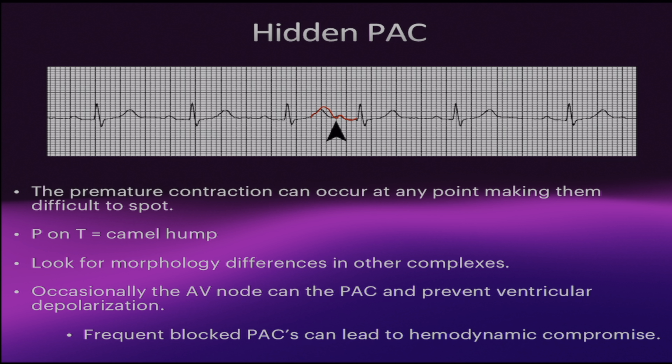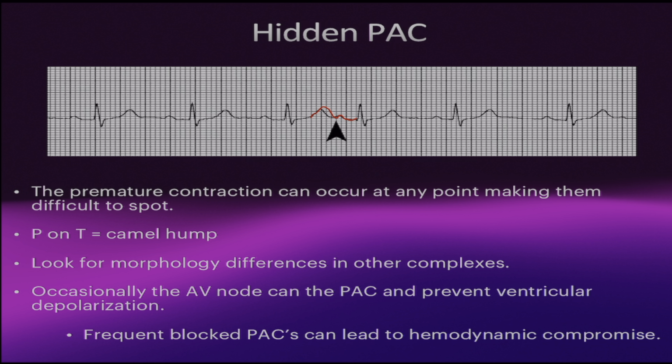In this rhythm above here, you can see pretty clearly that it's a regular rhythm, but it's also irregular. So it's regularly irregular. Anytime we have that type of rhythm, we want to investigate what's causing it to be irregular. Is it a premature contraction, or does it meet some other diagnostic criteria for another rhythm?